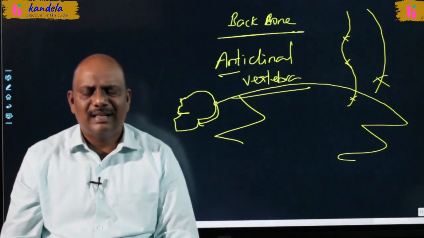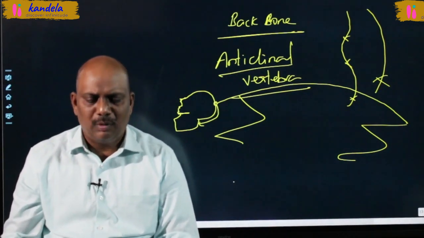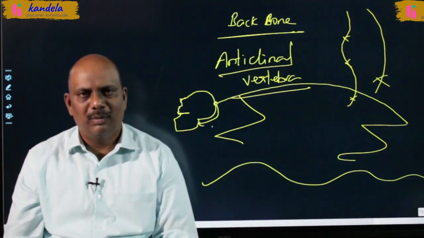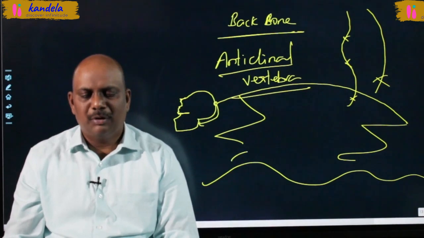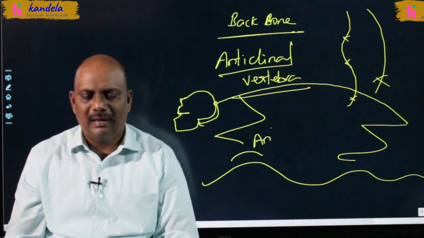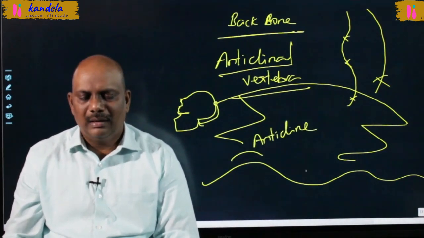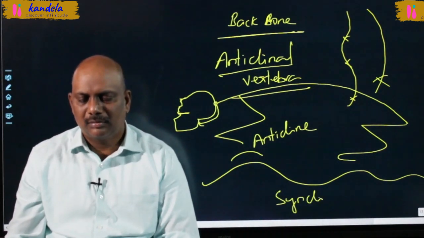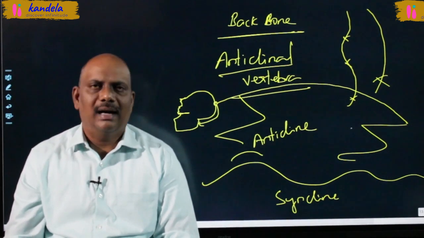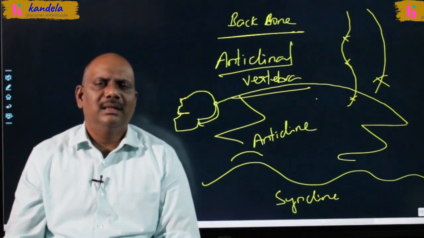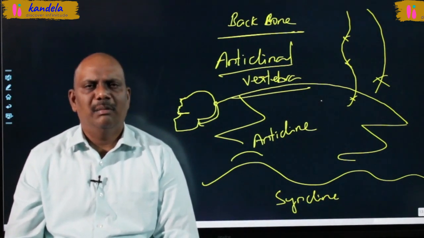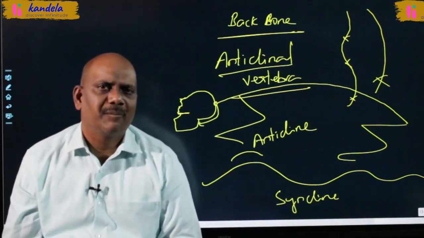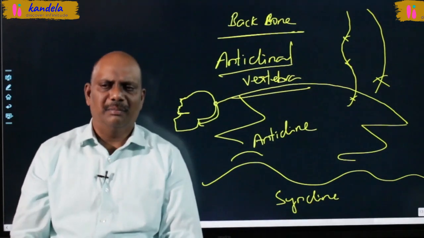So what is this anticline? In geography, you might have read about fold mountains. The Himalayas is a fold mountain in which the upstanding portion is called an anticline and the low-lying one is called a syncline. As the curve is like anticline and syncline, this vertebral column of human beings having multiple curves has been named anticlinal vertebra.